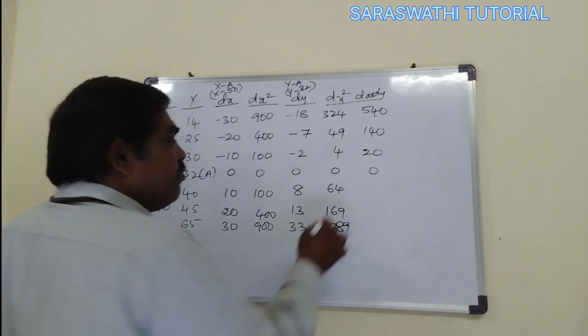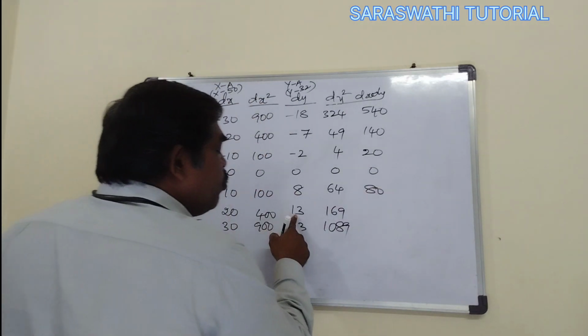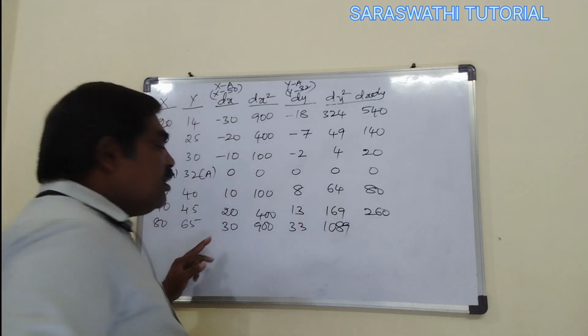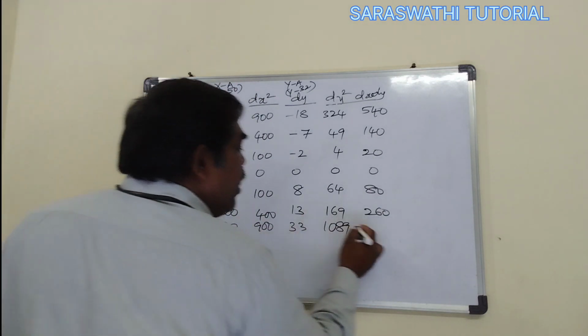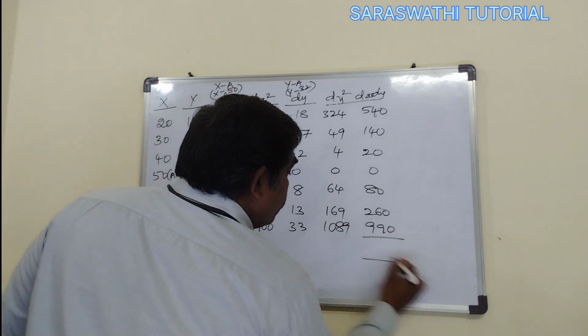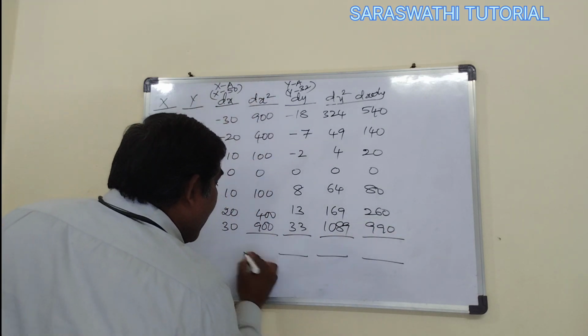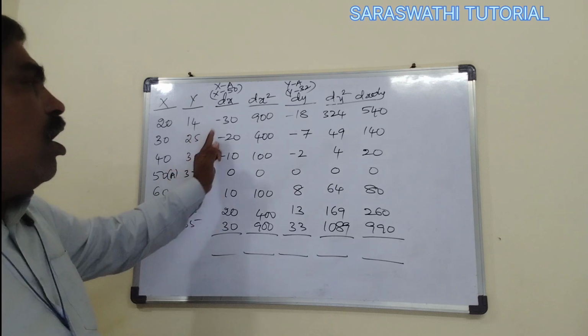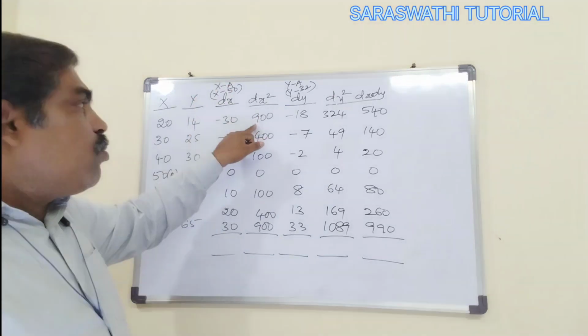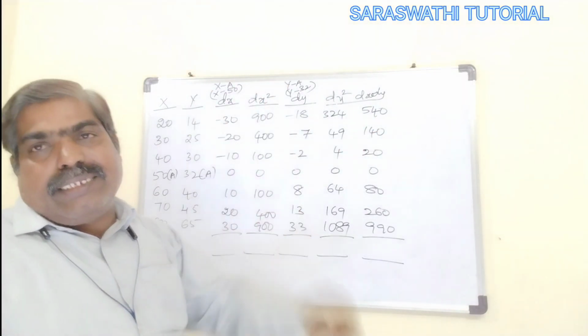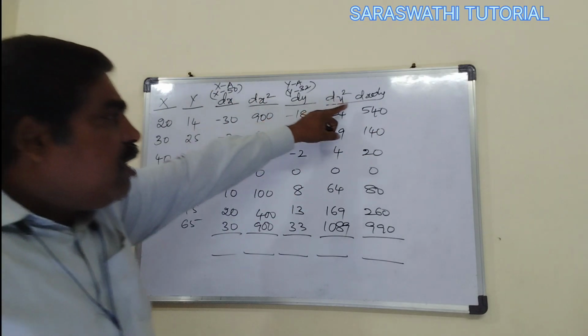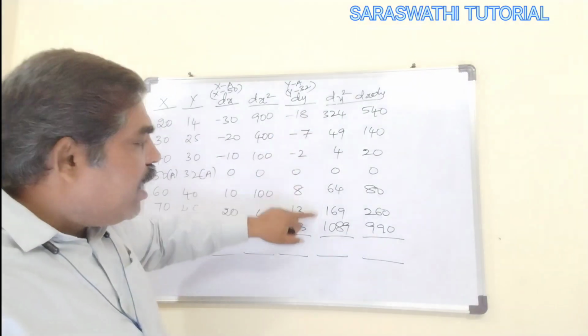10 into 8, 80. 20 into 13, 260. 30 into 33, 90 and 990. Here we have to add all these columns: the dx column, dx square column, dy column, dy square column and dx dy column. Now in each of them, add all the observations.